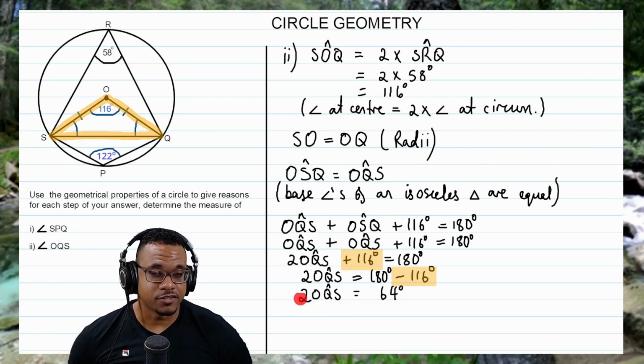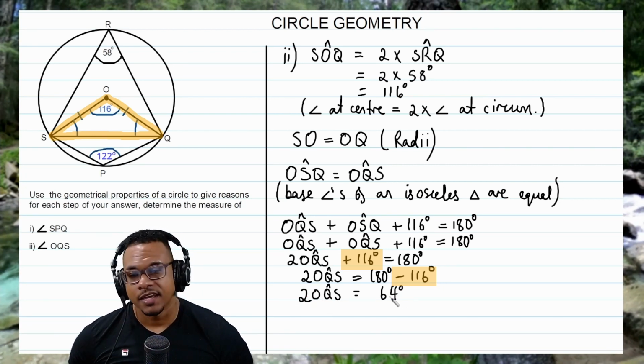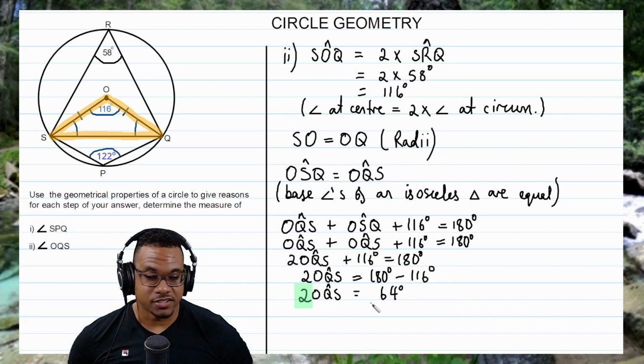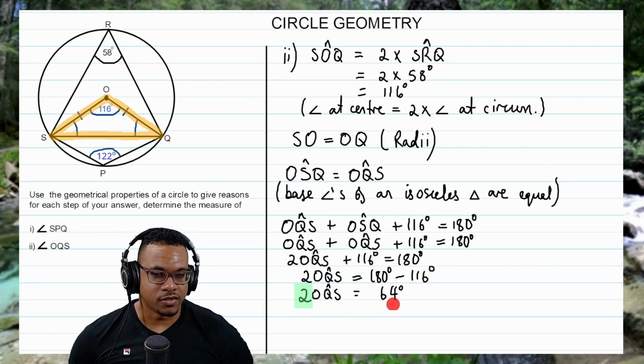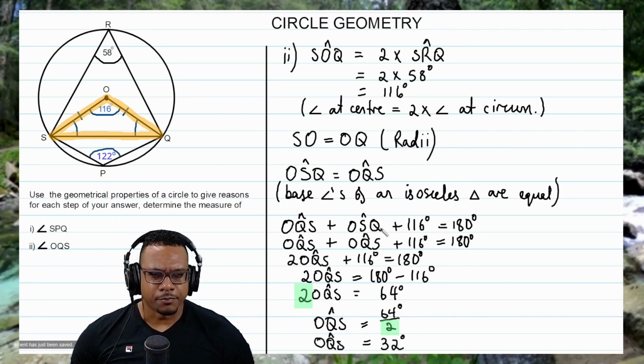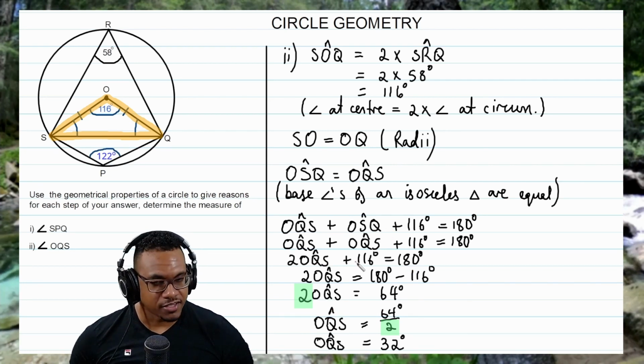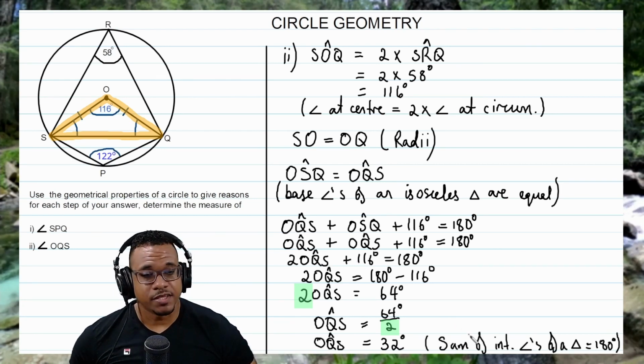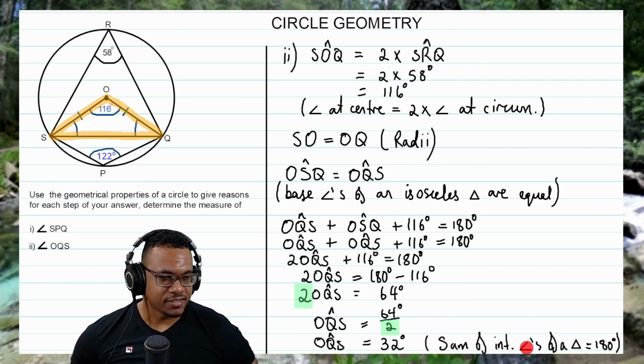Or we can say we transfer the 2 across the right hand side and the operation changes from multiplication to division. So the 2 will go under the 64. So now I'll have 64 divided by 2, which is 32 degrees. And my reason for this working would be that the sum of the interior angles of a triangle is equal to 180 degrees.